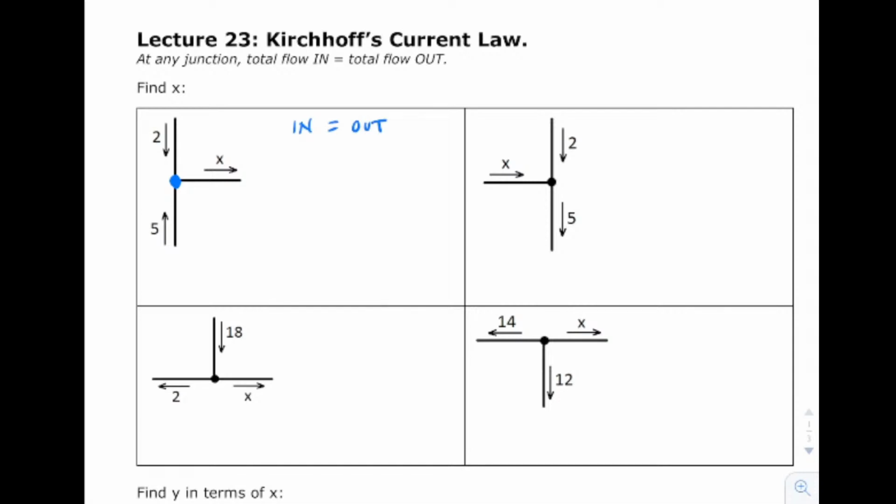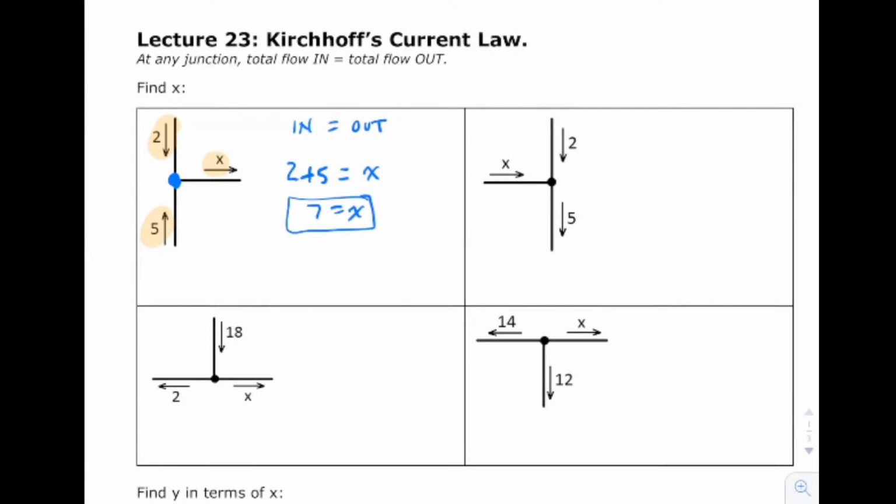What goes in is, and you look at this junction and you say, what's coming in? Well, I got 2 amps coming in from the top there. 2 goes on the input side. I got 5 more amps coming in from the bottom. So add 5. 2 plus 5 is coming in. And then this X here, well, that's going out. That goes over here on the equals out side. And so very quickly, we have a nice solution. X must be 7. I'm assuming these are amps.